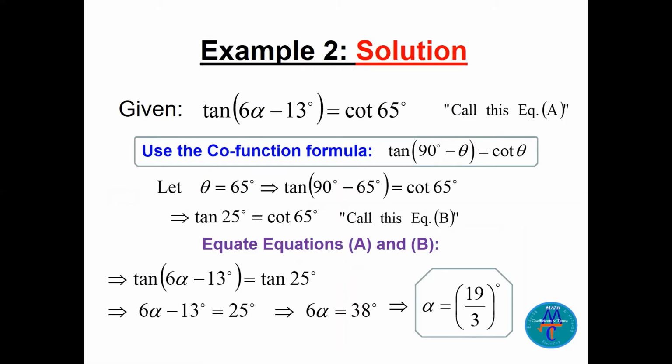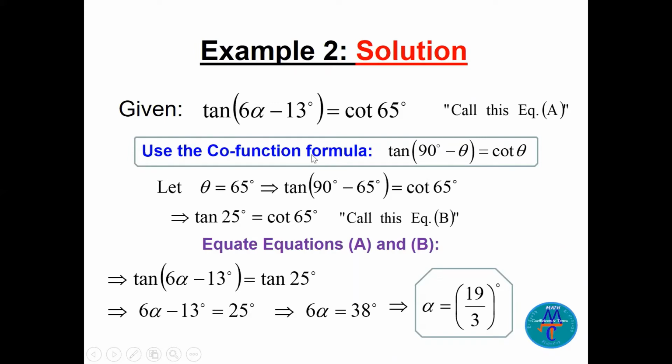Well, you can do it any way you like. I will show you one method here. This is the given: tan(6 alpha minus 13 degrees) is equal to cotan 65. See, this is the same equation. I will call it equation A.